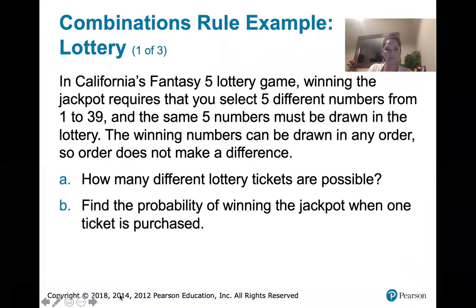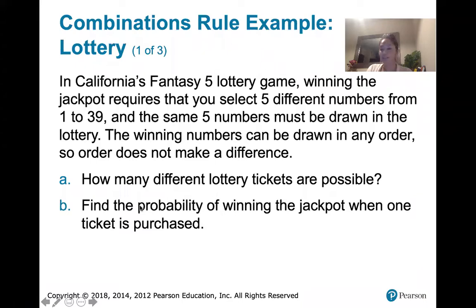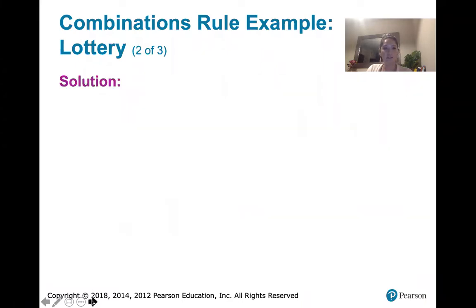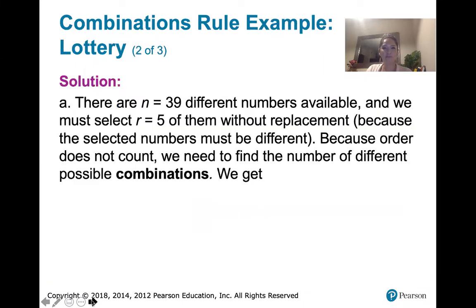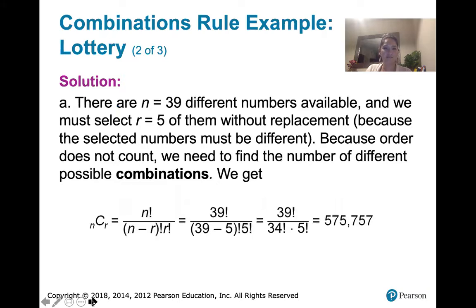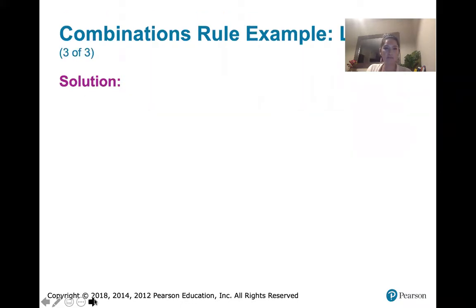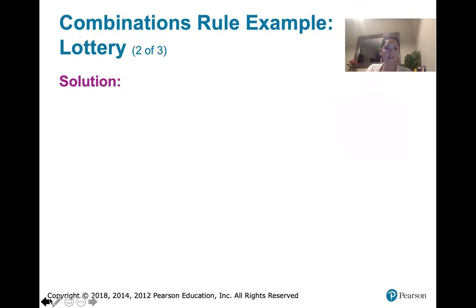Okay. So it says how many different lottery tickets are possible? And we just found it using an intuitive approach, but let's use the formulas now. Because order doesn't matter, we use combinations. N is 39, R is 5. We do this and we get that number, that many possible arrangements, given that order doesn't matter when we're doing our counting.